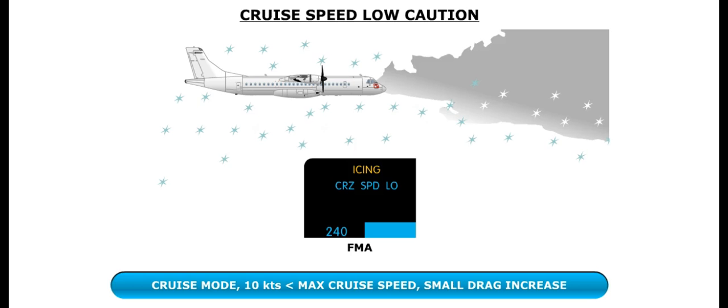The system will generate a cruise speed low caution when the aircraft is in the cruise mode, the airspeed is 10 knots less than the maximum cruise speed, and there is a small drag increase. The indications of this alert consist of a cyan cruise speed low message on the FMA.